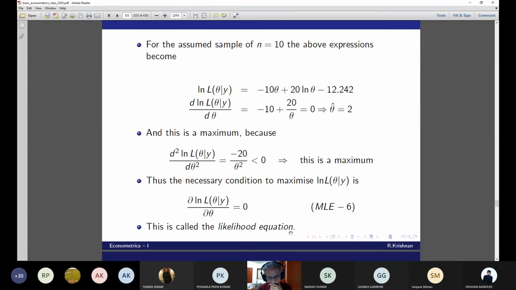So what is the equivalence of MLE6 in the classical linear regression model? The normal equations. Correct. How did we find the parameter vector in the OLS thing? It was the normal equation. Here it is the likelihood equation.